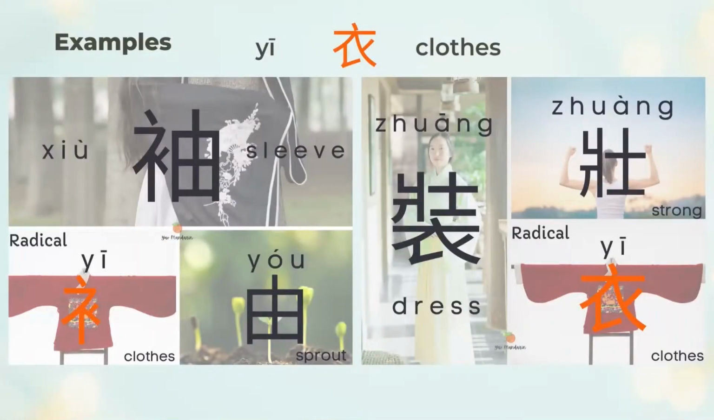袖 is a sleeve. 袖 is the left side 衤 cloth, and the right 由 sprout. 装 is a dress or clothing. 装 is the complete form 衣 on the bottom and the phonetic 壮 strong on the top.